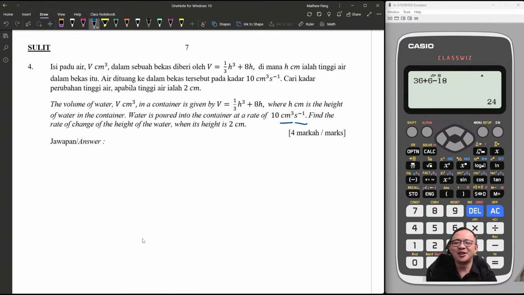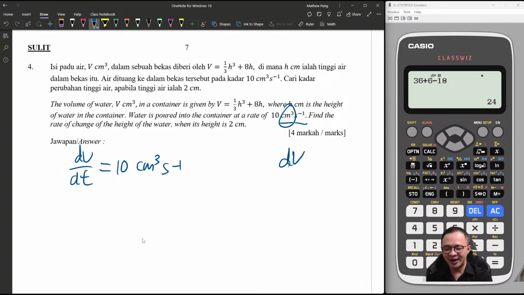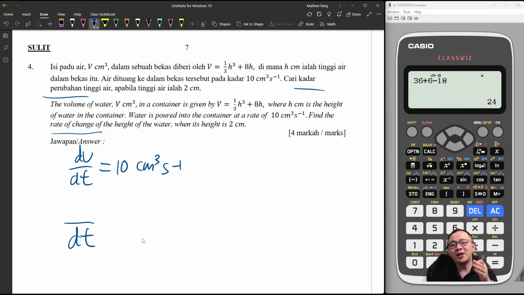Yes, thanks Yong Jun Tan. It's dV/dt. It's 10 cm cube per second. So if you see the unit cm cube, you can write a dV. You see per second, you write dt at the bottom. Okay, so right now, I want to find the rate of change, dt. Whenever you see rate of change, or in Malay, kadar perubahan, must write dt at the bottom of the fraction.